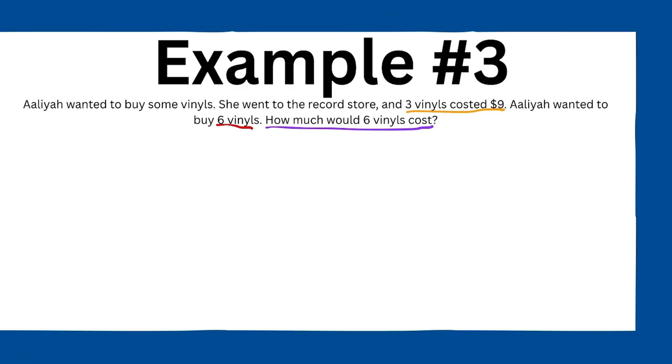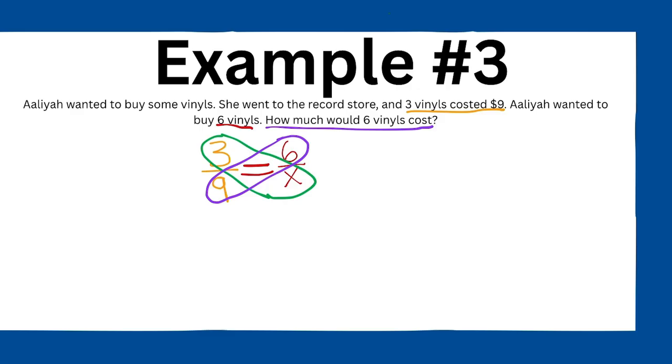And this information helps me set up my equation. So, 3 over 9 equals 6 over X. And the reason I set it up like that is, one, I want to align my units. I don't have my units written, but I know the 3 vinyls and I know 6 vinyls. Those two numbers are aligned at the top together, so keep that in mind. Always align your units. And I know that the 9 is the cost and the X is the cost, so those are dollars.